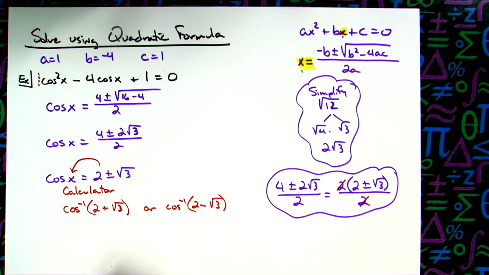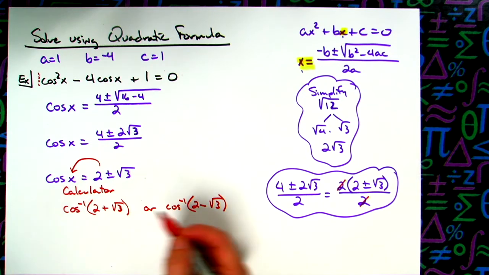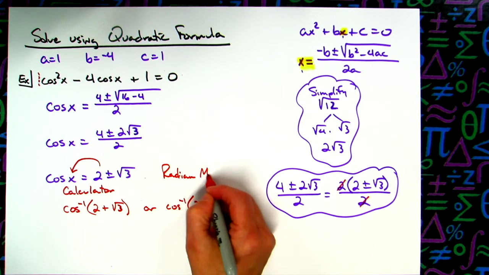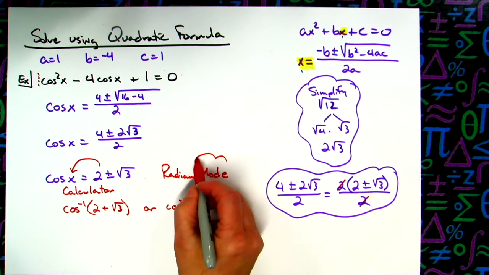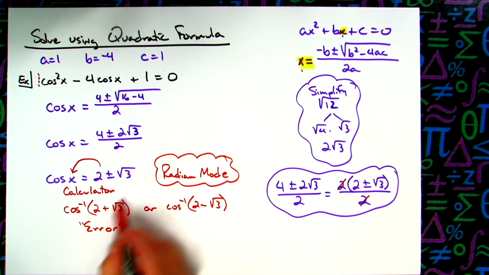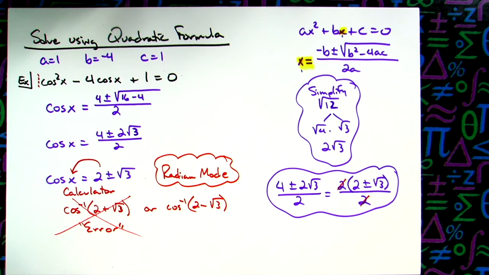I don't know which one you did first. Did you do the plus one first? And you're in radian mode. I'm even going to write that down here. Radian mode. Yeah, I got an error. Okay, and that's okay. I'm going to write error. Basically this just doesn't give me an answer. Doesn't that happen sometimes? Yeah, that happens. Now try the second one. Inverse cosine of 2 minus square root of 3.